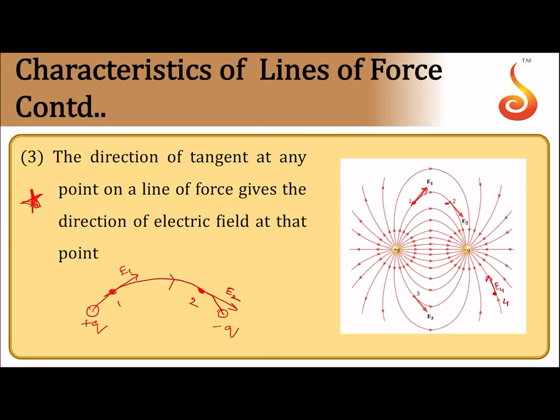If I take a point here, suppose I call it 5, then the tangent will be E5. So the direction of the tangent at any point on a line of force gives the direction of the electric field at that point. That's a very important condition, point number 3. I hope all of you have written it down. If you don't have time to draw the diagram, please review the lecture, find this diagram and draw it once again.